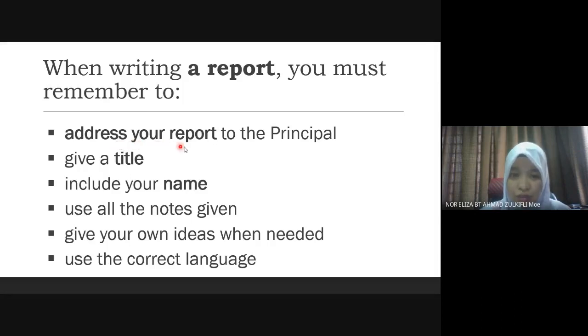To address your report, there is a particular format that you have to follow when you write. And then you give a title. Okay, this is similar to writing a formal letter. You also need a title and you include your name. I will show you in a short while. You must remember to have these formats: format number 1, format number 2, and this is format number 3.